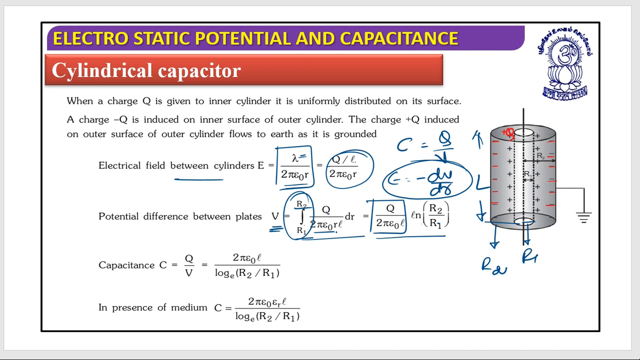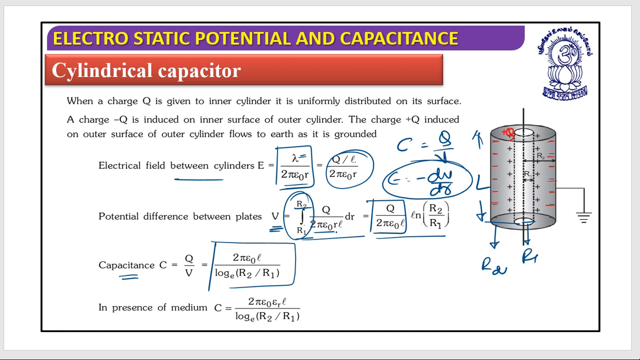This is V. Now the term that remains is C. C is equal to Q by V. If I divide Q by this potential difference, I get 2 pi epsilon naught L divided by ln of R2 by R1. I hope those things are clear. And if this capacitor is put in a certain medium, then I simply multiply this with the relative permittivity of that medium. Any doubts so far?